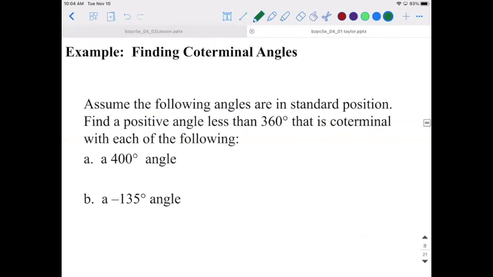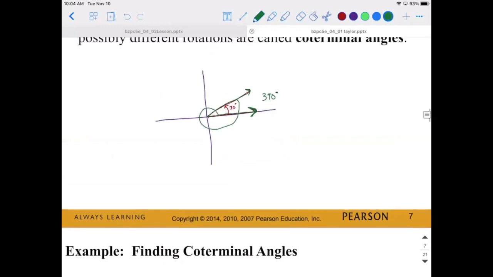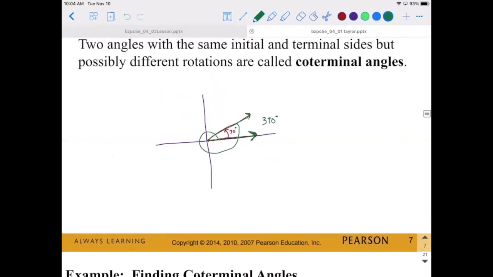Finding coterminal angles. So first of all, we're going to assume that the following angles are in standard position. Find a positive angle that is less than 360 that is coterminal with each. So back up to my drawing here, we just showed that coterminal angles are always one full rotation away. So they're always 360 degrees away. So we can take our angle, in this case it was 30, and we can add 360 to it. We can add 360 to it a few times, and that's still a coterminal angle. We could also take 30 and we could subtract 360, however many times we want. That's still coterminal to 30.